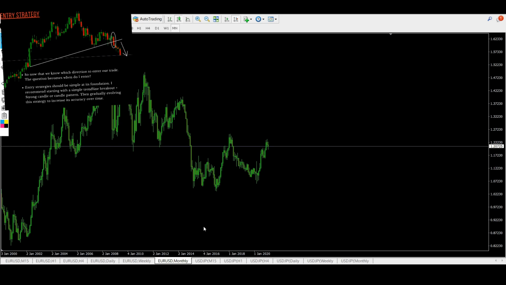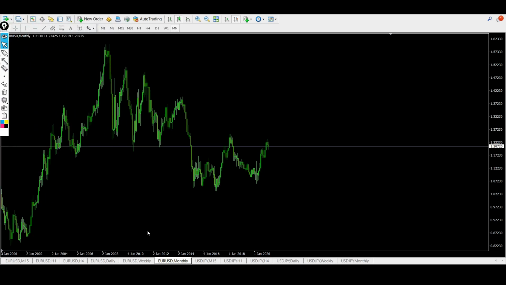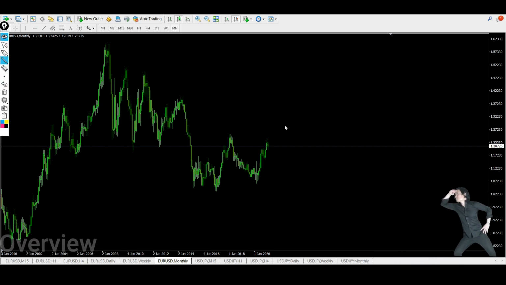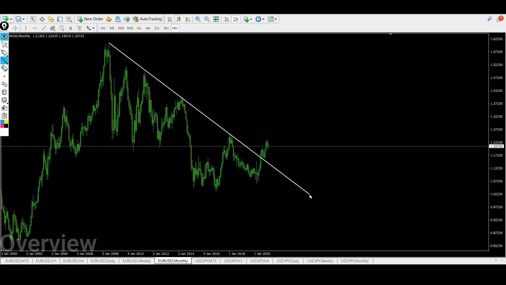Okay, so the EURUSD, this is a monthly chart. We'll start off with an overview. Okay, so the EURUSD is a little bit complicated, so bear with me here. First of all, we have this trend line from this pivot to this pivot. And that trend line was broken out roughly 6 months ago. So in the medium term, I'm long biased.